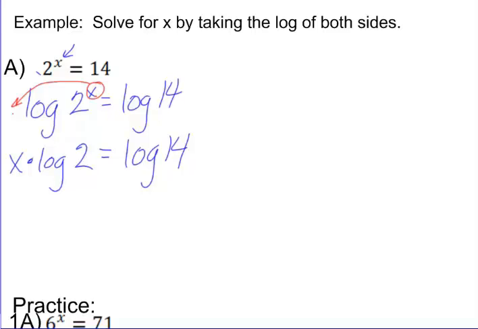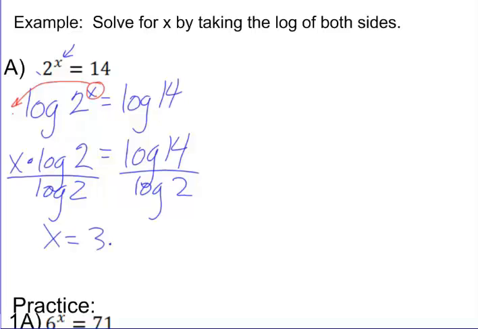Now we're multiplying. How do I get rid of something to get the x by itself when you're multiplying? Divide. Divide by log 2. So x is equal to whatever you get when you divide that in the calculator. Log 14 divided by log 2 is 3.807. And make sure you change that to approximately, because it's not exactly equal, it's just approximately that value, because you have to do some rounding.